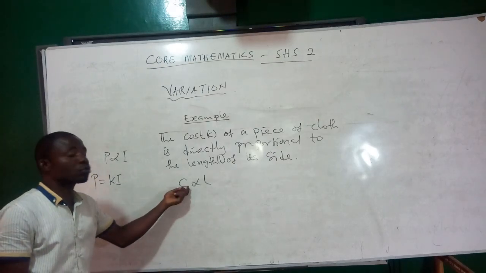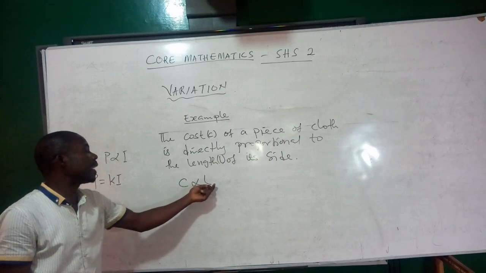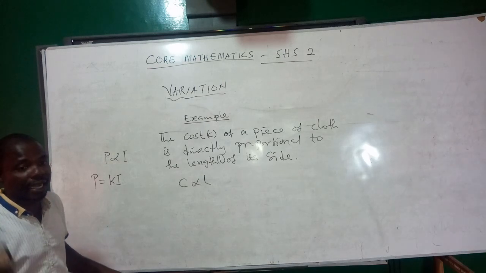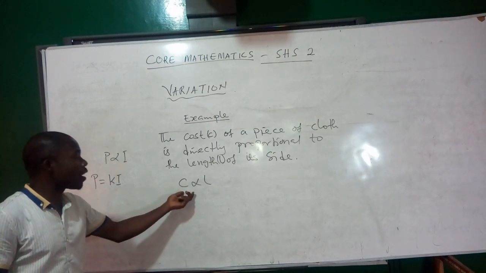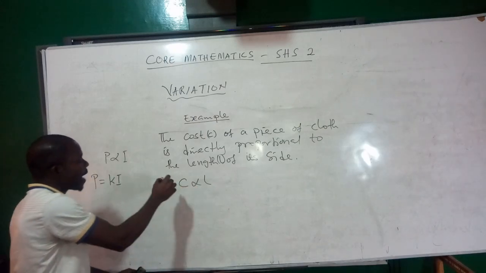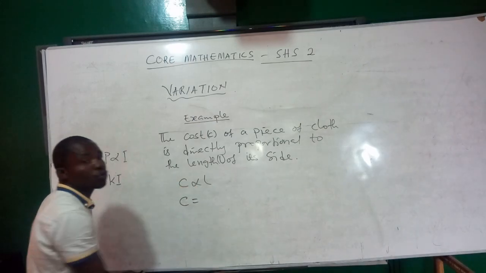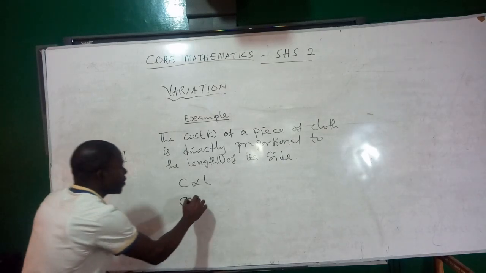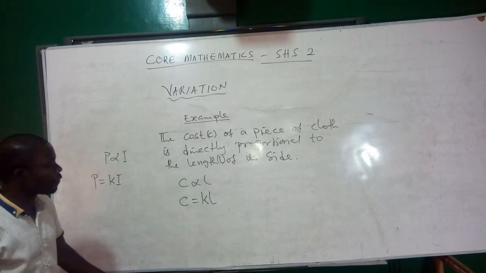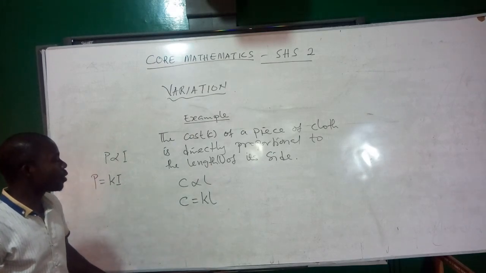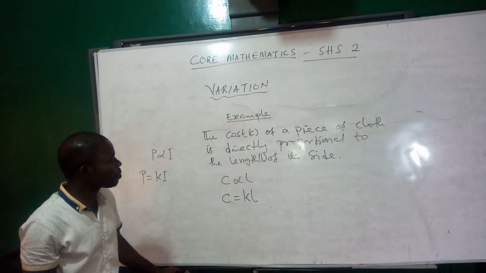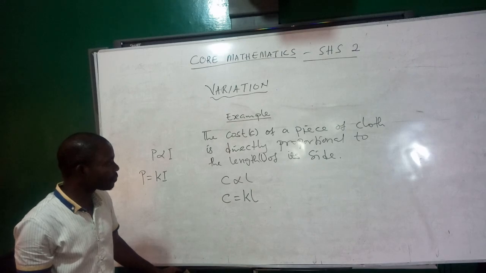Now if we decide to solve for the cost or the length, because of this symbol we can't, and as we've stated earlier, we know variation has a variation constant. So we have to introduce the constant. So we write this as C is equal to KL, where K is the constant of variation, or the constant of proportionality. Take note of that.